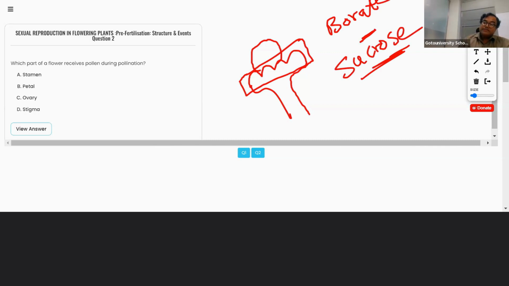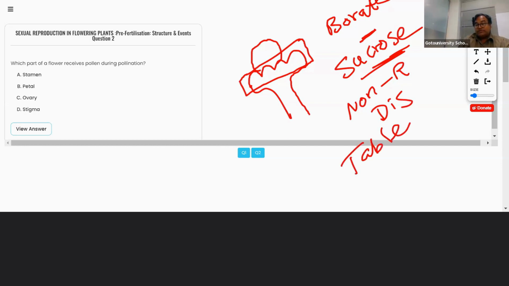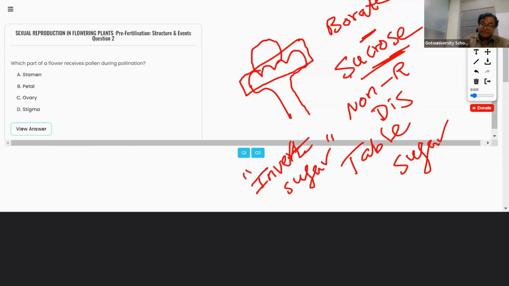Okay. Instead of saying the word sucrose, they will say non-reducing disaccharide, or table sugar, or invert sugar. Sometimes they'll say table sugar, sometimes invert sugar, sometimes non-reducing disaccharide, sometimes sucrose. So we should be very, very careful in choosing the option. Easy questions are asked only a less number of times.